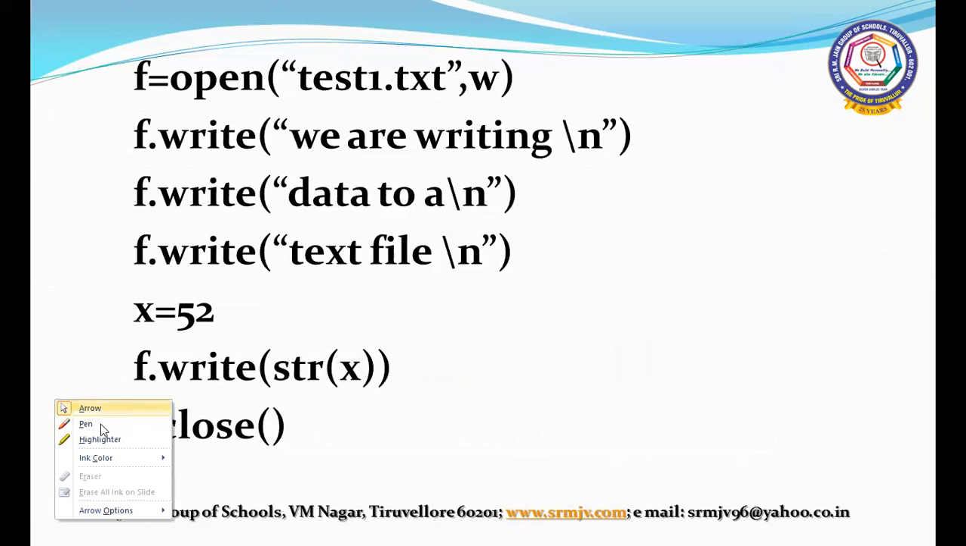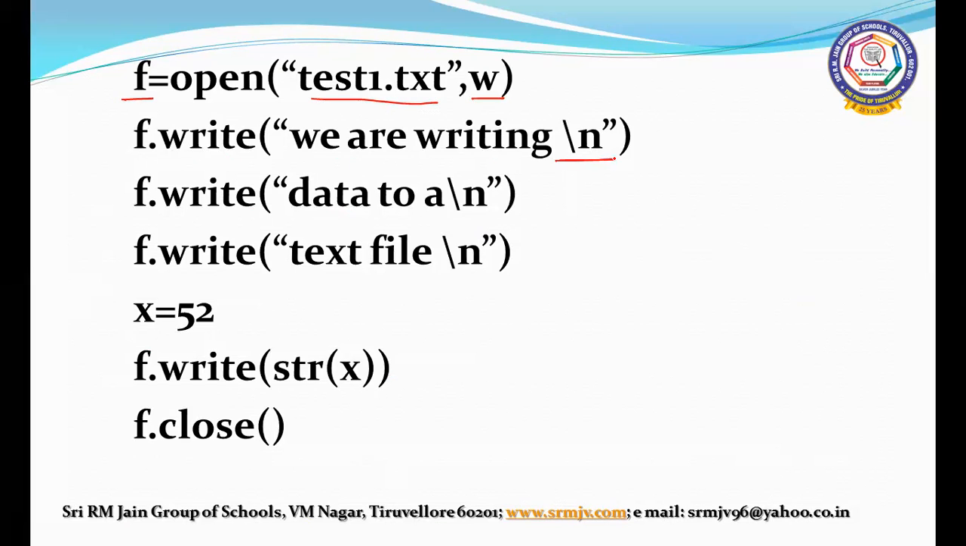So now here is an example for you. F is a file object. We have opened a new file called test1.txt in writing mode. With f.write, we are writing. At the end of each line we have attached a newline character, that is, the end of line character. If you want to write the next line of data on the next line, so the next line is data to a, and the next line is text file.